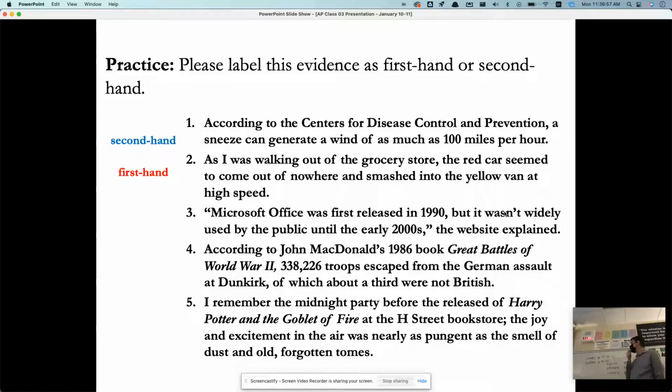Third one, we are consulting a website about Microsoft Office and its history. Secondhand. We are consulting a book about World War II. Secondhand evidence. This is a story of somebody's experience going to a book release party in a bookstore. So firsthand evidence. Questions about any of those five?